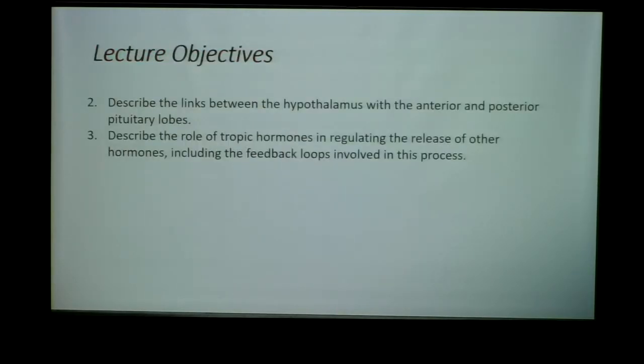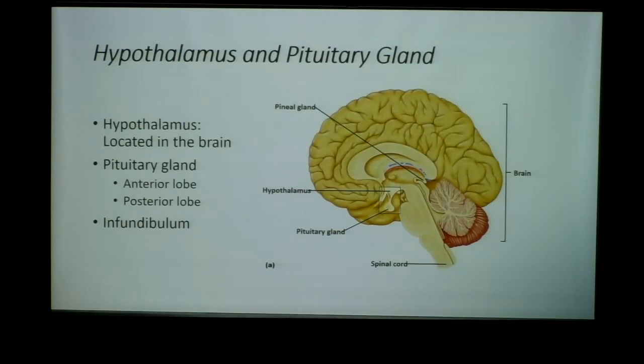Okay, let's move on to objective 2. So we'll talk about the link between the hypothalamus and the anterior and posterior pituitary, okay? Now, let's start by looking at the hypothalamus. So again, it's centrally located in the brain. So this is the hypothalamus. We should remember the thalamus being this region, and just beneath the thalamus is the hypothalamus.